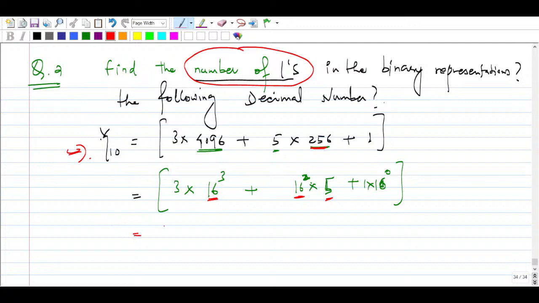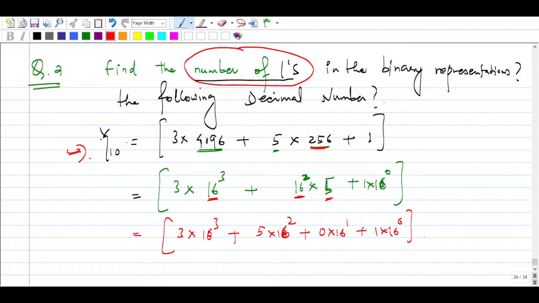Now what you can do here is, you can further write this as 3 into 16 raised to power 3 and 5 into 16 raised to power 2 plus 0 into 16 raised to power 1, because you can see there is no digit which corresponds to this weight, that is 16 raised to power 1, and 1 into 16 raised to power 0.